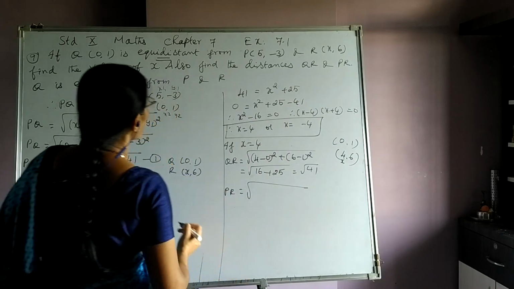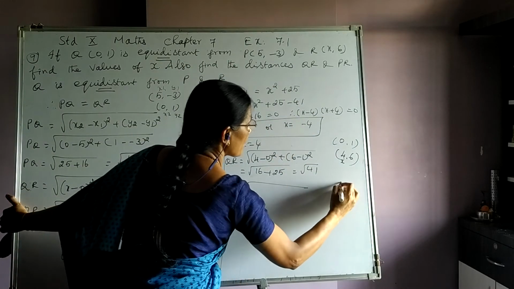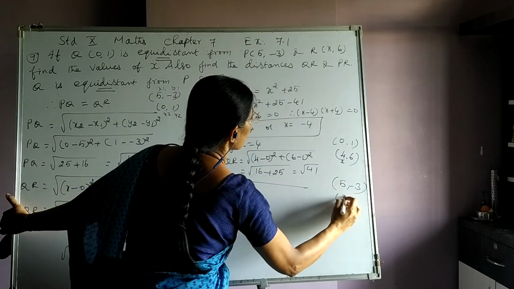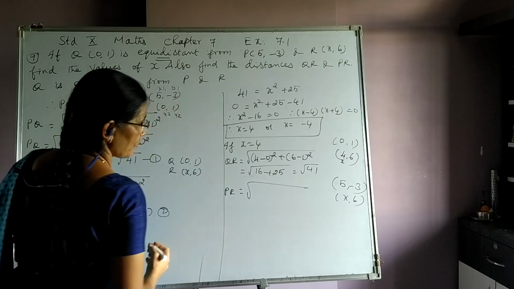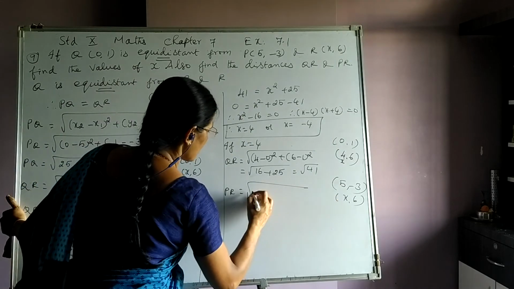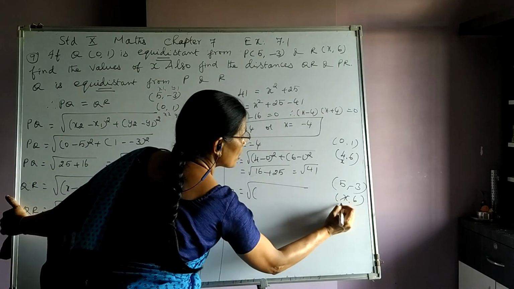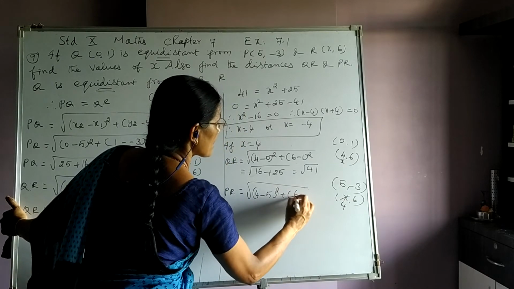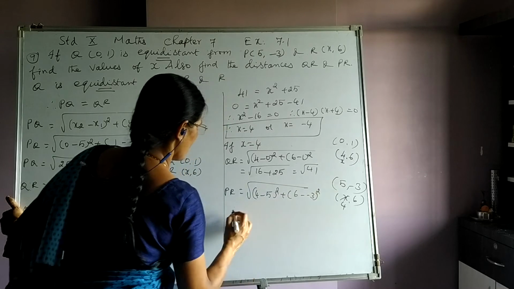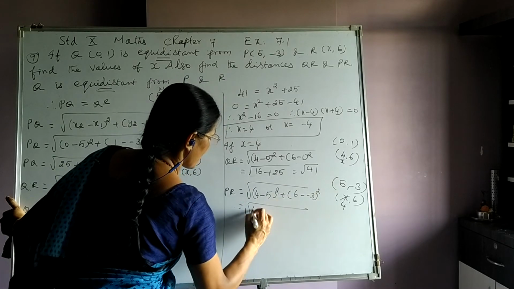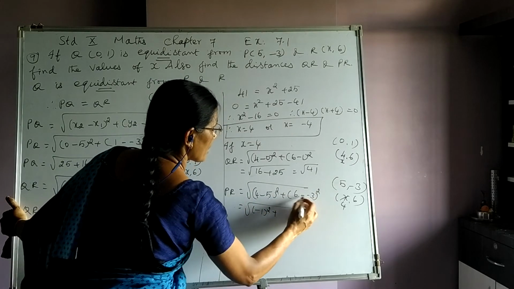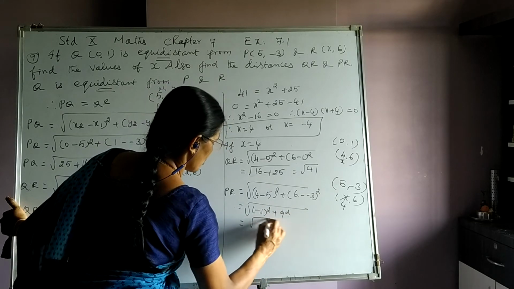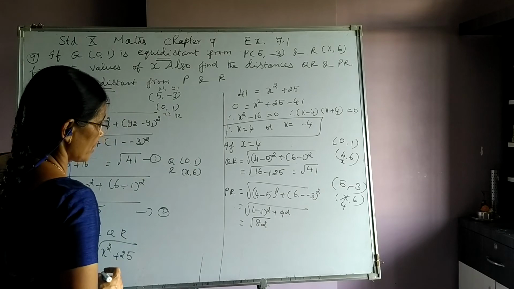PR is, what is the value of P? P is 5, 3 and R is x, 6. The x value is now 4. It is 4 minus 5 the whole square plus 6 minus 3 the whole square. 4 minus 5 is minus 1 the whole square, and here it is 3 square. So, here 1 plus 9, root of 10.